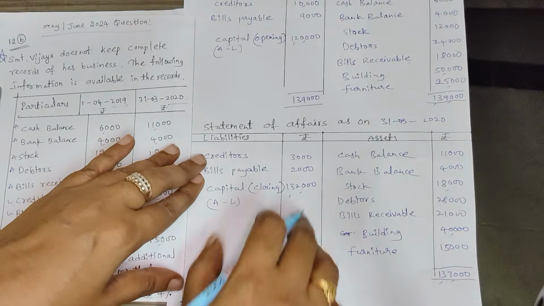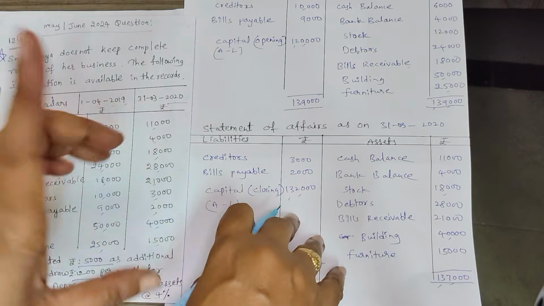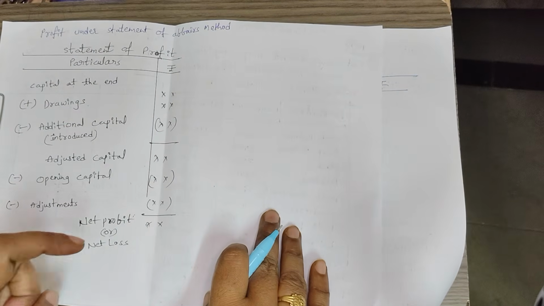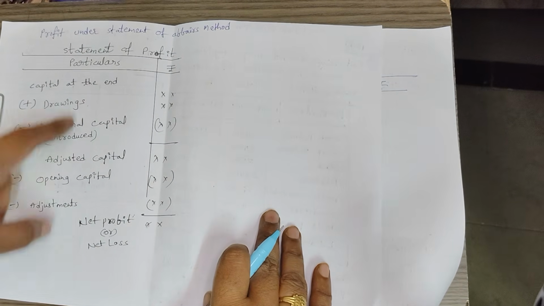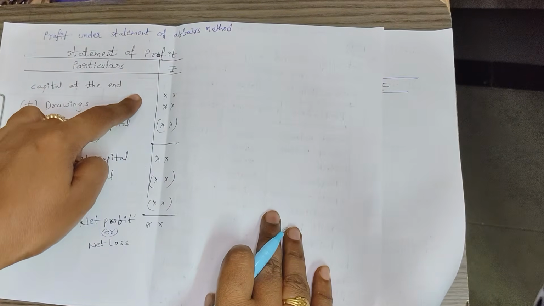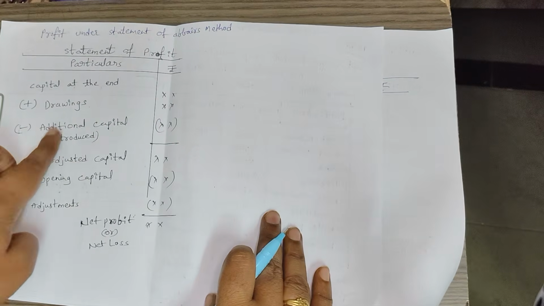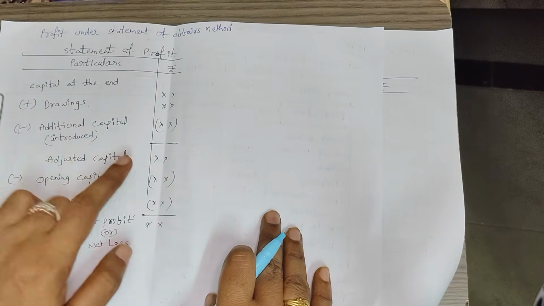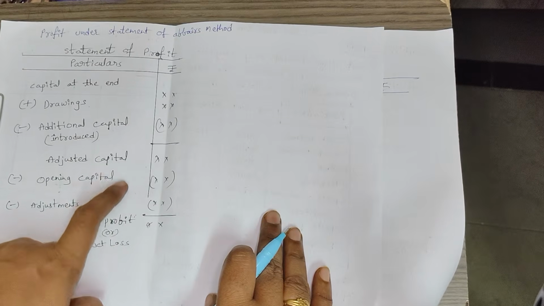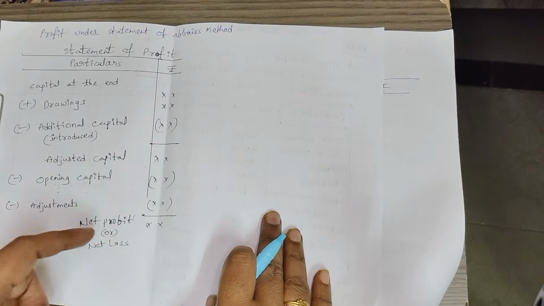Okay. So with the help of opening capital as well as closing capital, you need to find out the profit under statement of affairs. Okay. How to calculate profit under statement of affairs? This is our statement. Already we know that statement. Capital at the end we require, that is closing capital, already we calculated. Then add drawings if you have. Then deduct additional capital if you have. Then you will get adjusted capital. Then deduct opening capital if you have. Already we calculated, yes. Then deduct if you have any adjustments. Then you will get profit or loss.